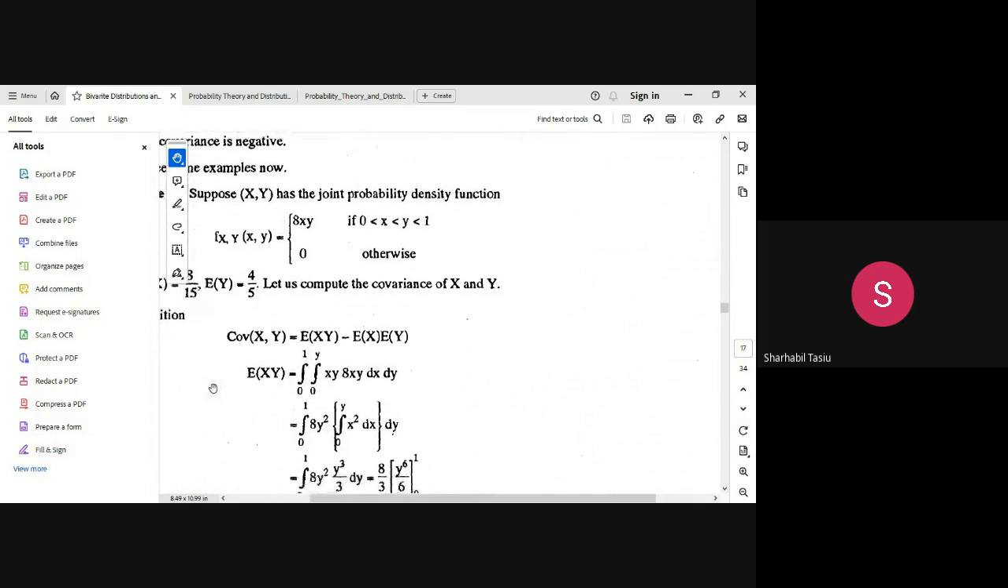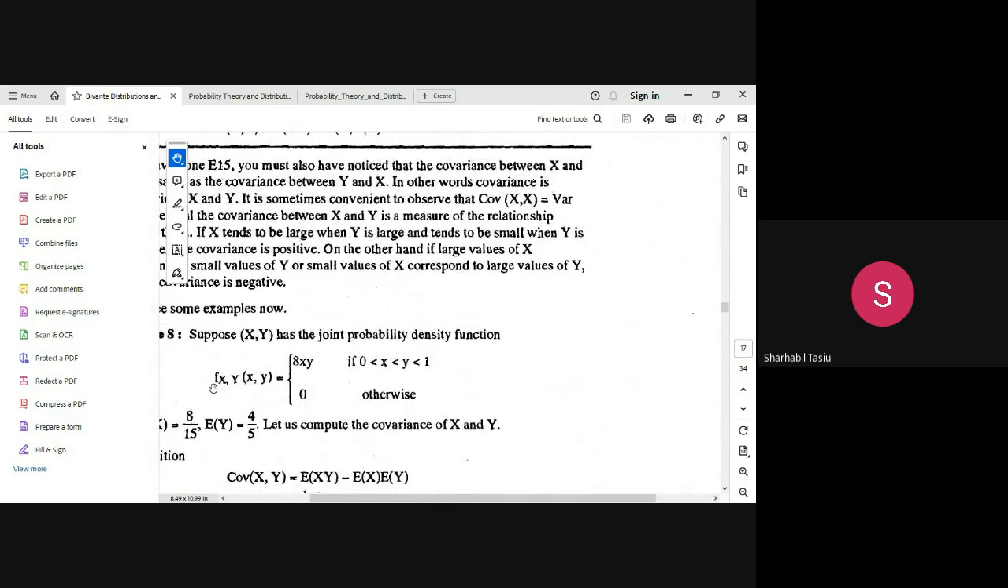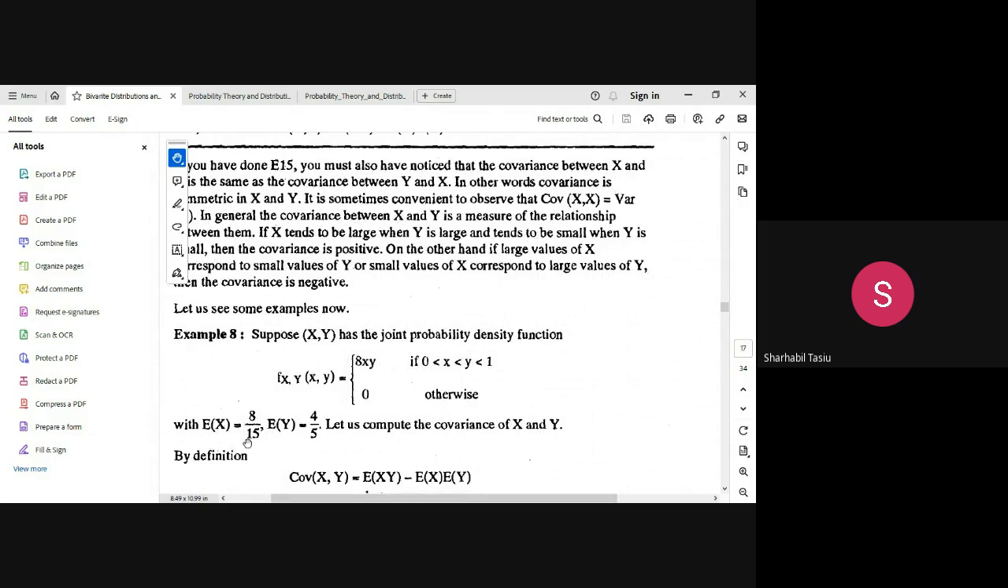We want to get the covariance with the above example here. Suppose X comma Y has the joint probability density function given here: f of x comma y equal to 8xy if x and y lie between 0 and 1, and 0 otherwise. So we have to compute the covariance. We take the expectations first: the expectation of X is 8 over 15 and the expectation of Y is 4 over 5, and we'll compute the covariance of X and Y.